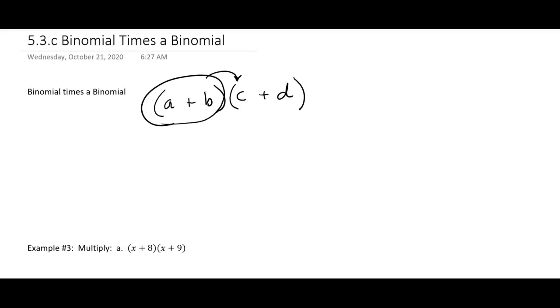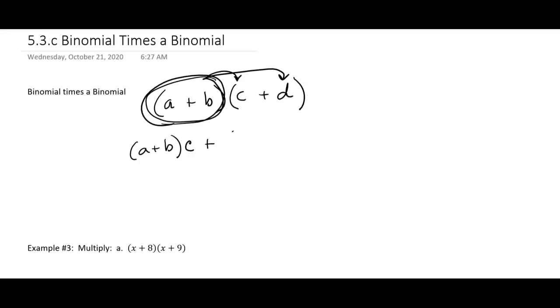So now we're going to have a binomial times a binomial. A binomial is going to be something like a plus b, where there are just two terms, and it has to be in parentheses, times another binomial, like c plus d. So what you're going to do is think of distributing all of this times that c, so it would be a plus b times c, and then you're going to think of all of that times the d.